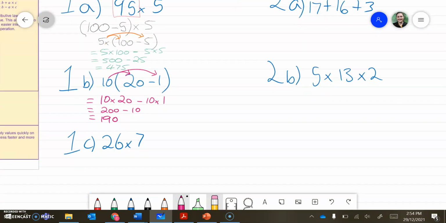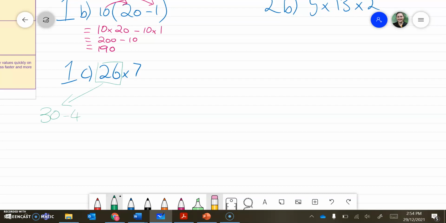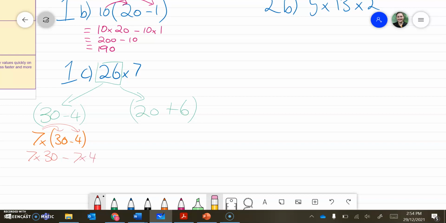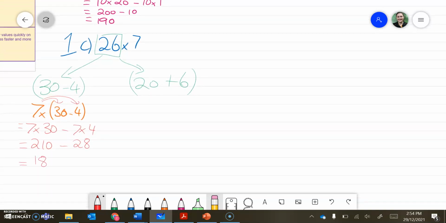And then C here, we've got 26. Now there's a couple of ways that we could do this one. 26, we could write that as 30 minus 4, or it could also be 20 plus 6. So I'm going to show you both ways. Here, if I had 7 times 30 minus 4, I've got 7 times 30 minus 7 times 4. So that's 210 minus 28, which would get us 182.